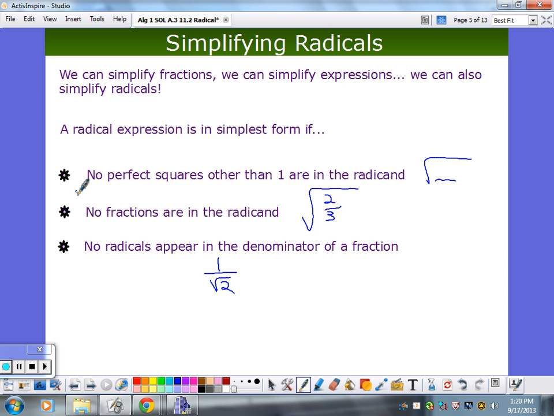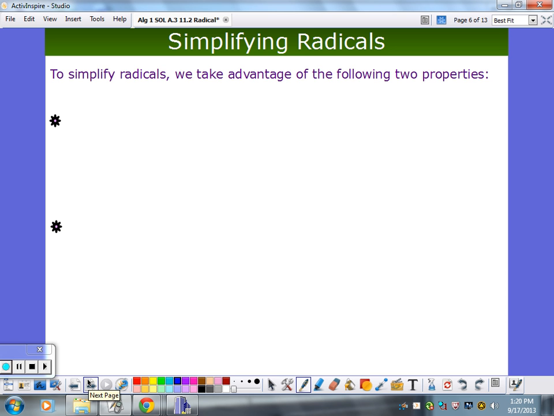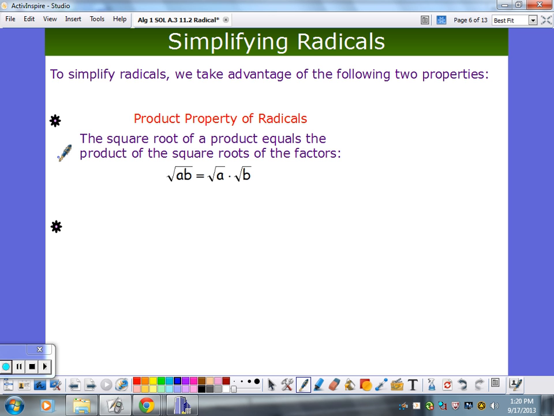How do we find if there are perfect squares inside the radicand that can come out? So let's look at that here. There are two properties we're going to be using. Two properties of radicals. And they're similar to the properties that we looked at earlier for exponents, because radicals in a way are exponents. In fact, they are, but you'll learn more about that in Algebra 2.